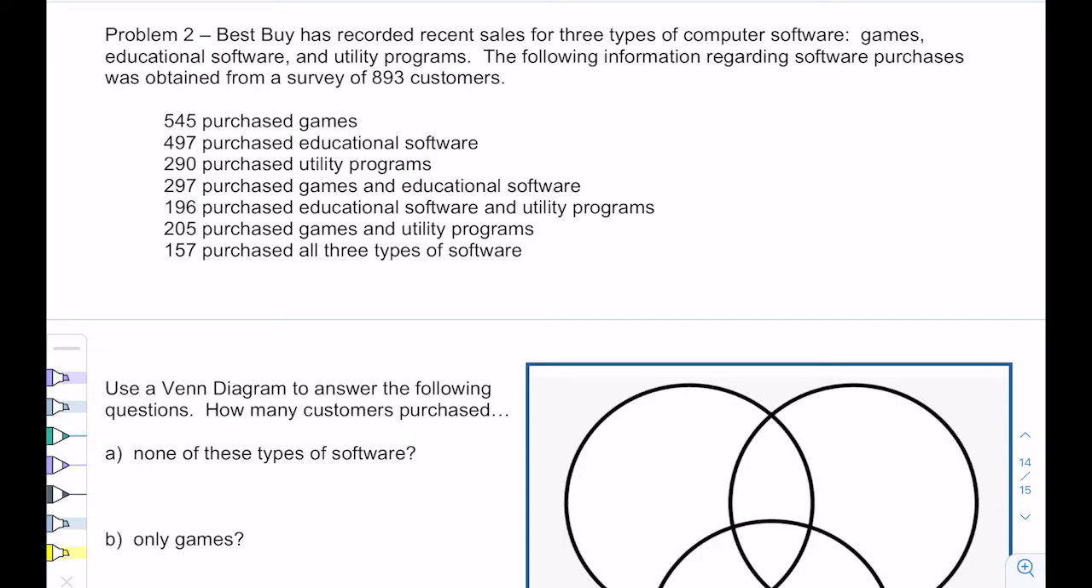Problem 2 says Best Buy has recorded recent sales for 3 types of computer software: games, educational software, and utility programs. The following information regarding software purchases was obtained from a survey of 893 customers. And then they list all the different purchases.